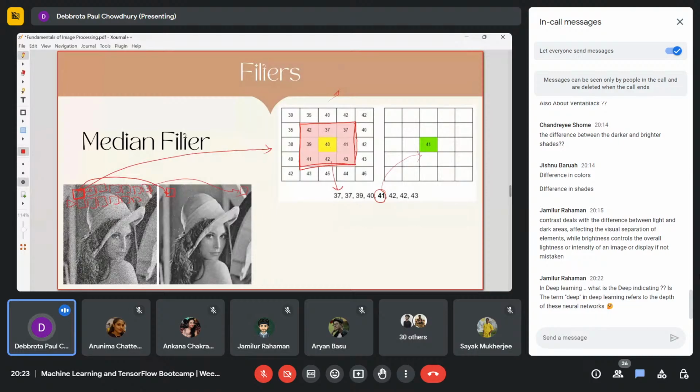Instead of the median filter, you can generate your own filter. You can take the average of all these values and replace with the average value. That would be an average filter. So you can generate your own filter and apply it to any image, and you can see how these images are changing.